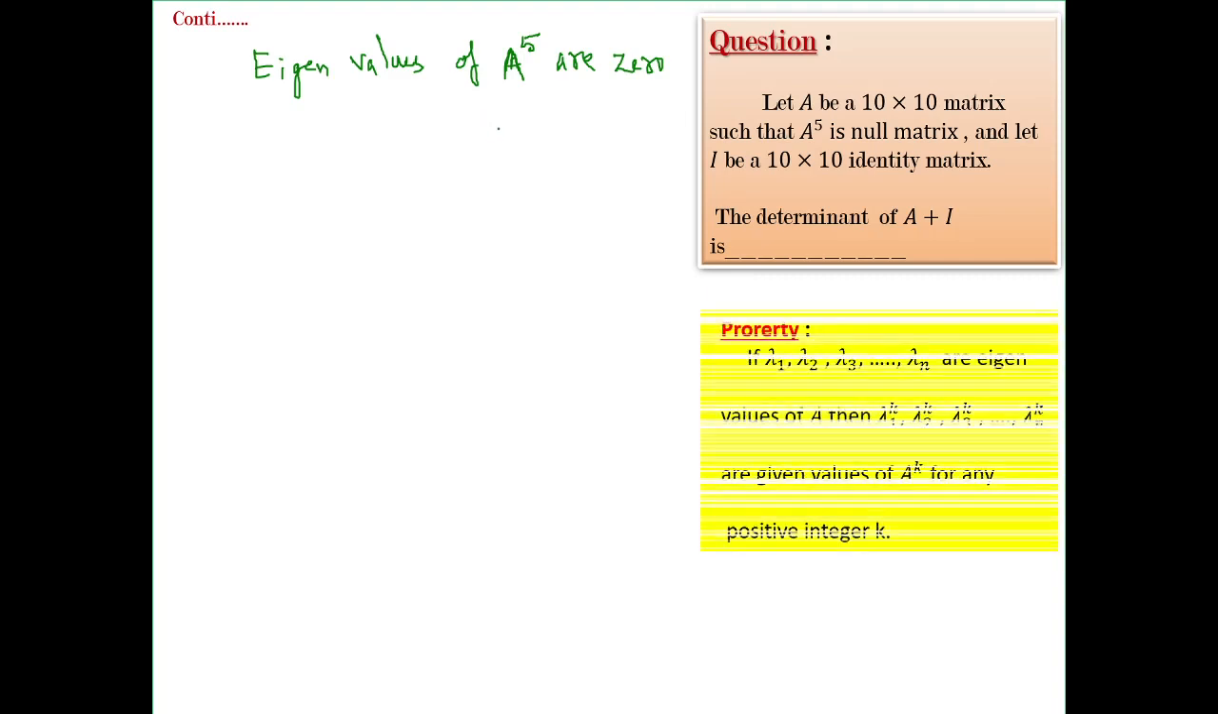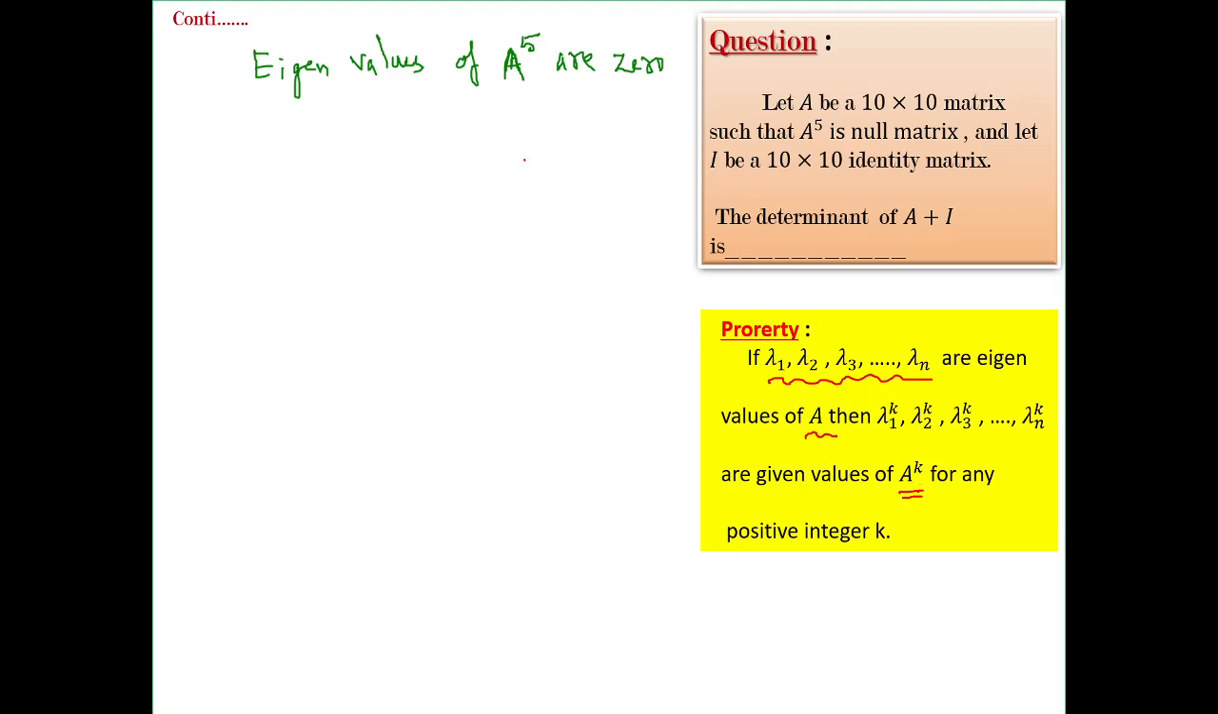Now, using one property: if lambda 1 to lambda n are eigenvalues of a square matrix A of order n by n, that's why n eigenvalues exist, then lambda 1 raised to k up to lambda n raised to k are the eigenvalues of the new matrix A power k for any positive integer k. That means if lambda is an eigenvalue of A, then lambda power 5 is an eigenvalue of A power 5, then lambda power 6 is an eigenvalue of A power 6, likewise.